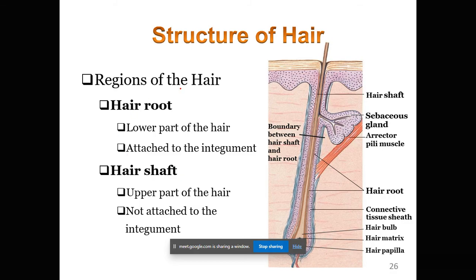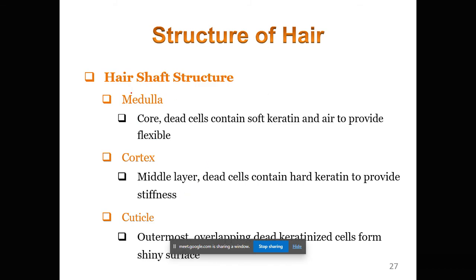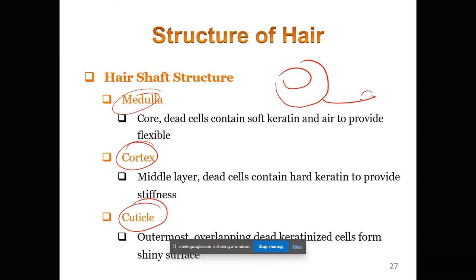So next is regions of the hair. It contains the hair root and the hair shaft. So this one is the root and this one is the hair shaft. Okay, so the hair shaft structure contains medulla, cortex and cuticle. Medulla is the innermost part, and the outermost is the cuticle. Below the cuticle is the cortex, and below the cortex is the medulla.